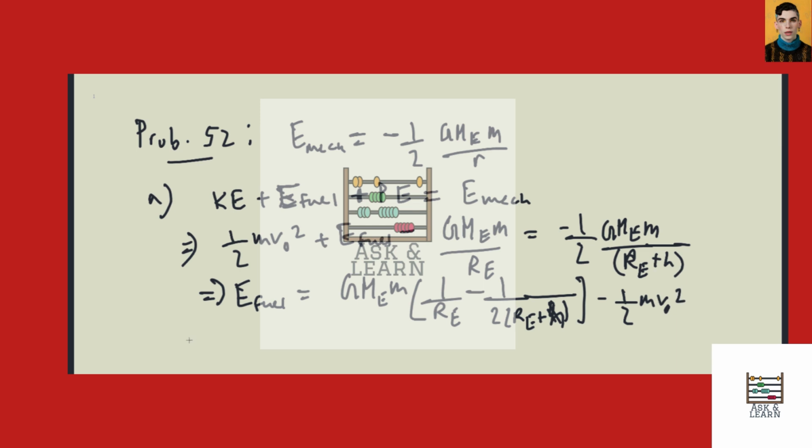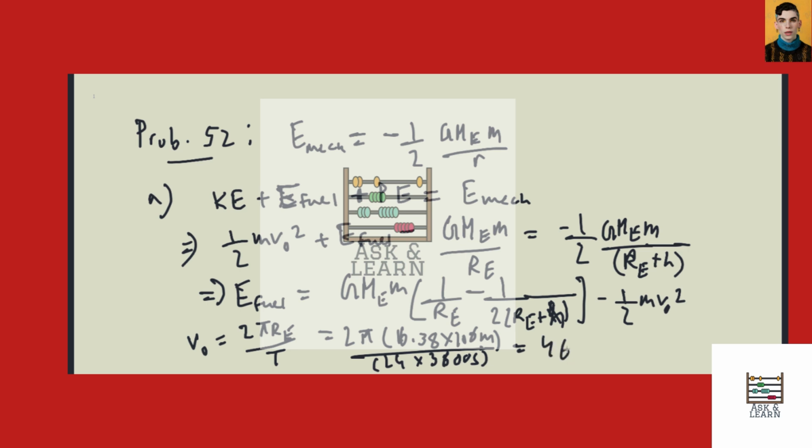Now we're going to find v0. So v0 will be the rotational velocity. That will be the circumference of the Earth, 2 pi times the radius, over the period, the time taken for one complete rotation. So this is 1 day, right? So 2 pi times the radius of the Earth, which is 6.38 times 10 to the 6 meters, over 24 hours times 3,600 seconds in each hour. What you get is about 464 meters per second for v0.